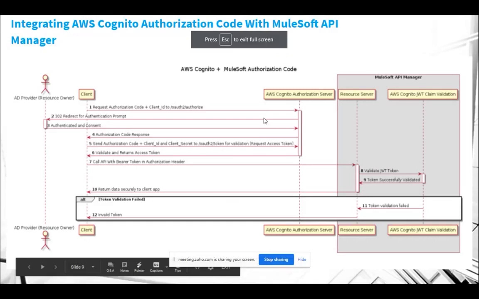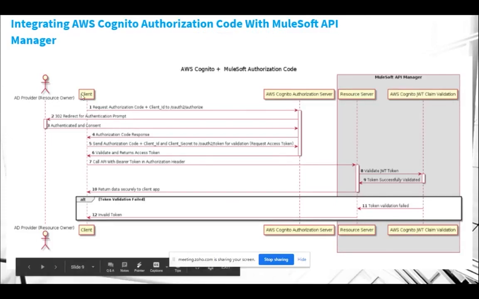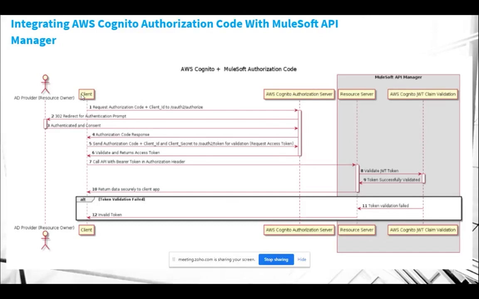Let's understand, there are various actors in this whole scenario. First, the client initiates the request and sends the client ID to the /OAuth2/authorize URL of the AWS Cognito authorization server. The authorization server will validate the client ID. Once the client ID is validated successfully, it will redirect to the resource owner screen, where the user puts their username and password. The resource owner will validate the username and password.